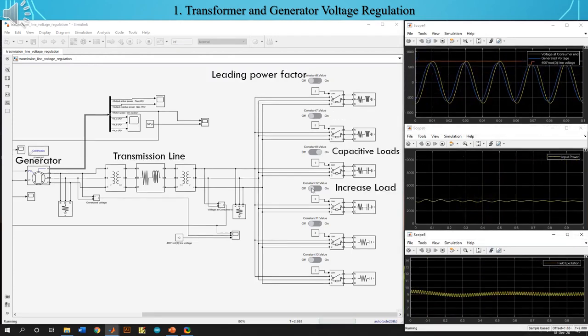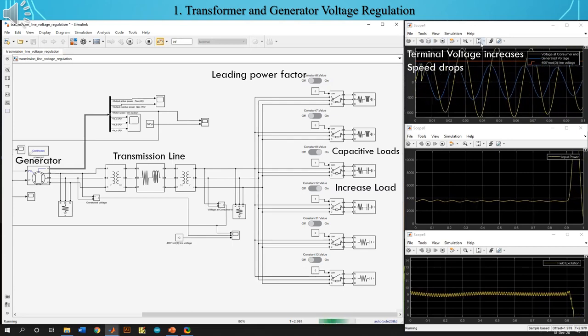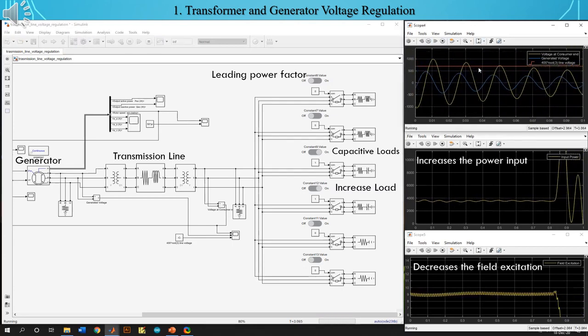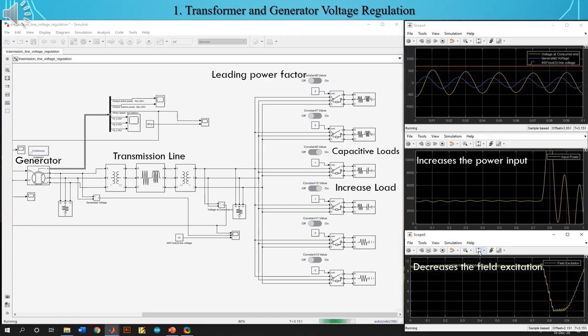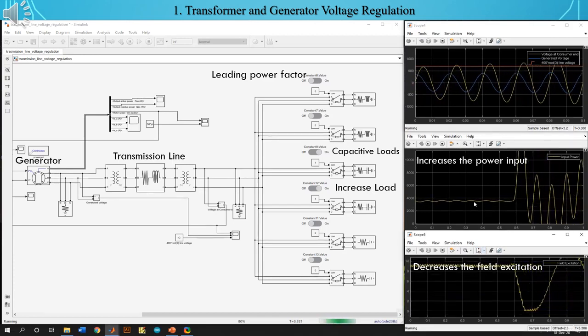In this case, the system is operating at a steady leading power factor. If we increase the load, the system voltage increases and the speed drops. As a result, the governor system decreases the field excitation but increases the input power to bring the system back to operating conditions.